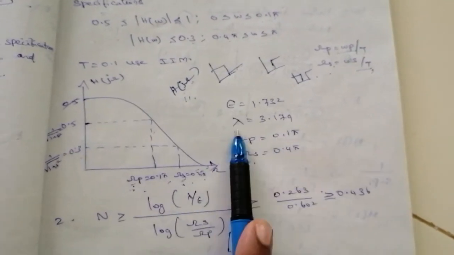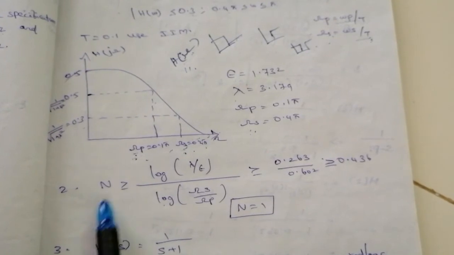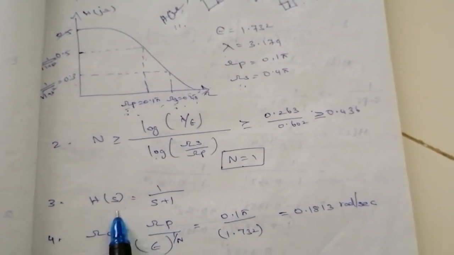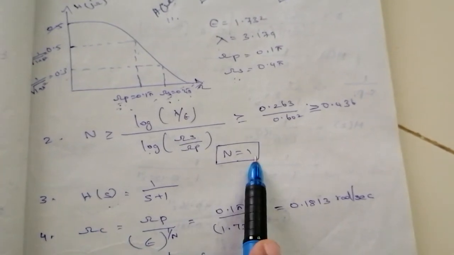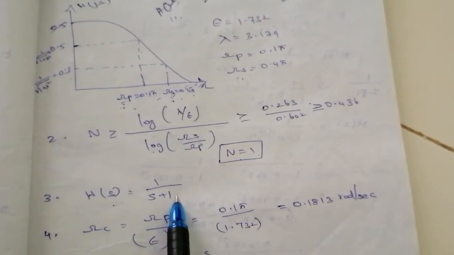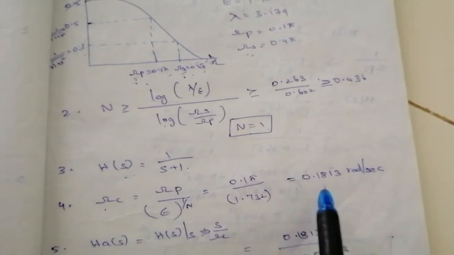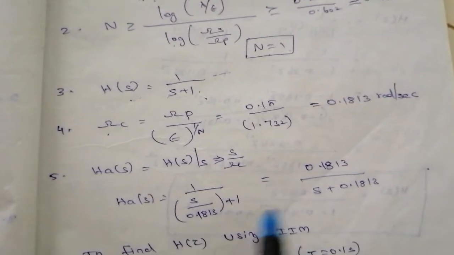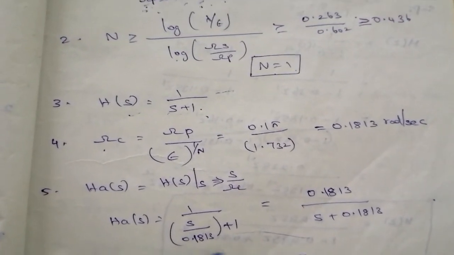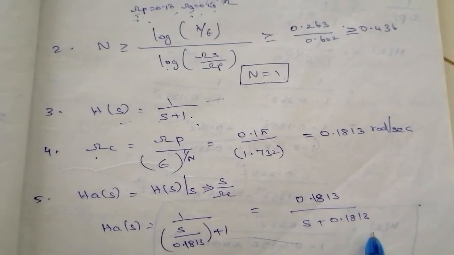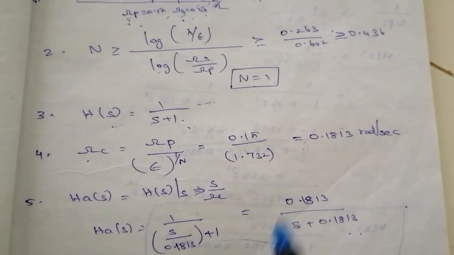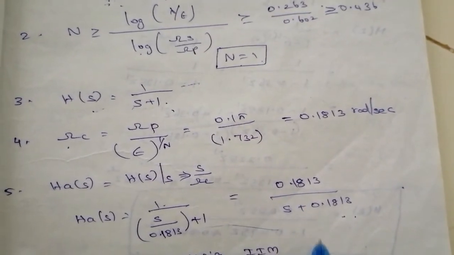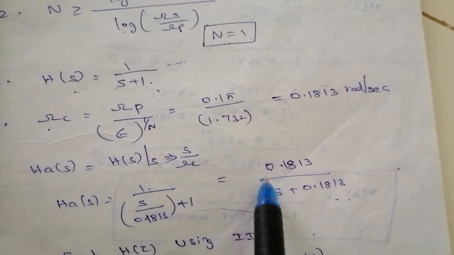First step specification, second step formula, find N value and next higher integer, then find transfer polynomial, transfer function. N equal to 1 means it's a first order Butterworth polynomial. Then cutoff frequency, then substitute s equal to s by sigma c in that equation, we get HA of s. So up to these 5 steps we already know, right? But the next step is to convert the analog filter into digital filter using impulse invariance method, right?